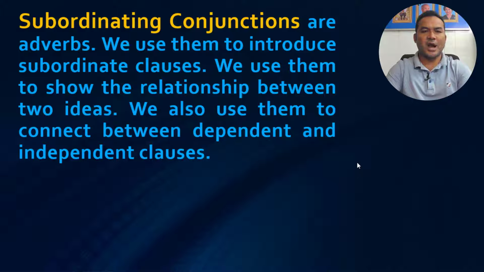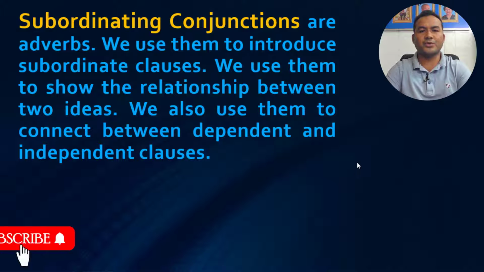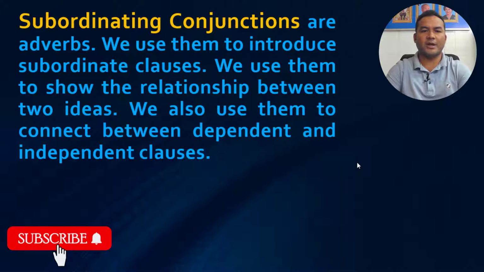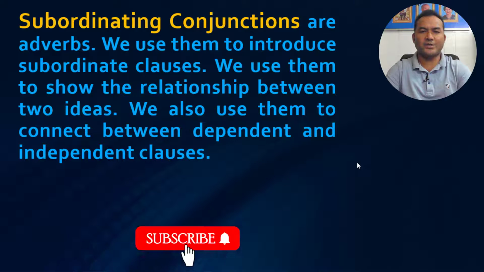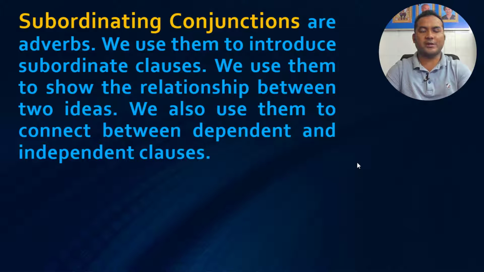Subordinating conjunctions are adverbs. We use them to introduce subordinate clauses. We use them to show the relationship between two ideas. We also use them to connect dependent and independent clauses. As you know, the name we call it is a conjunction, but actually its function is as an adverb that connects the dependent and independent clauses.